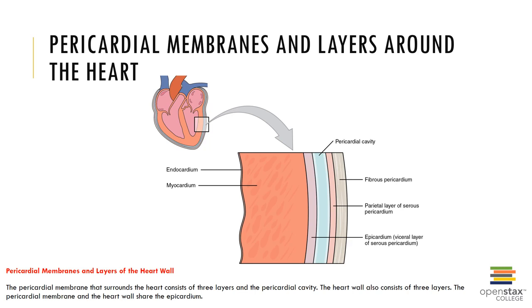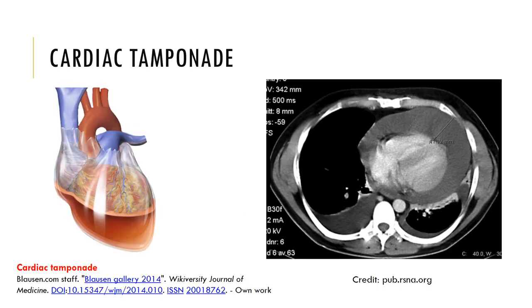The relationship between the heart and the pericardial cavity resembles that of a fist pushing into a balloon. The wrist corresponds to the base of the heart, and the balloon corresponds to the lining of the pericardial cavity. Cardiac tamponade is shown here, and this is when fluid builds up in the pericardial cavity surrounding the heart.